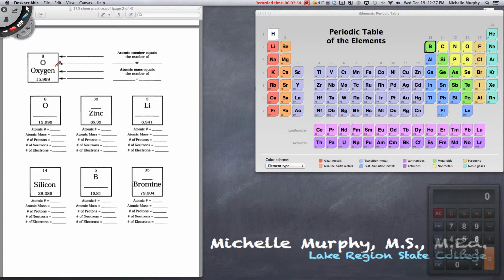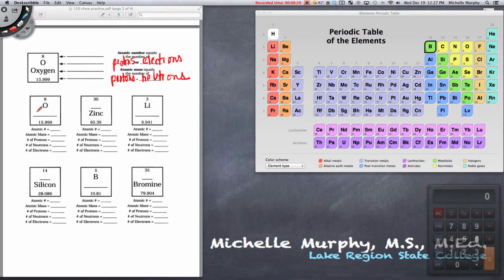When we look at the atomic number, as we said, it tells us protons. It also tells us electrons, but only if the atom is neutral and is not an ion. If it has a positive or negative charge, then the electrons will vary. Atomic mass always equals the protons, protons are the key, plus neutrons. We'll see how to figure that out here.